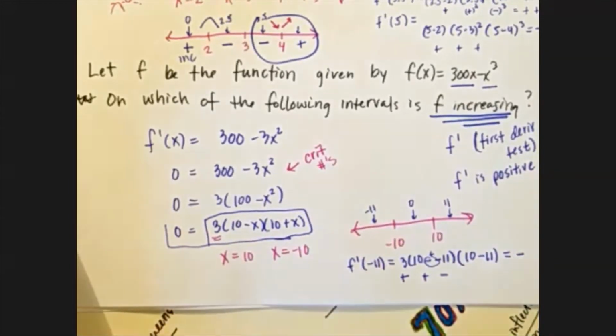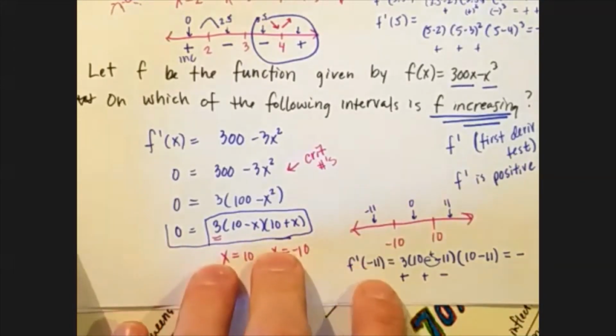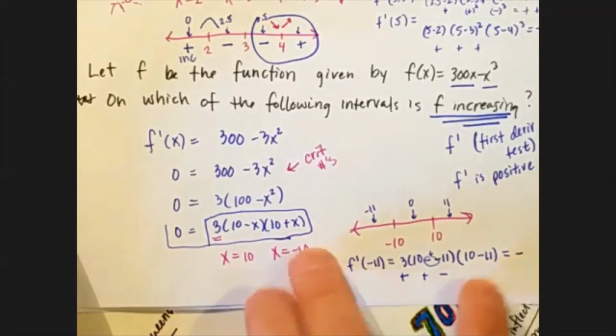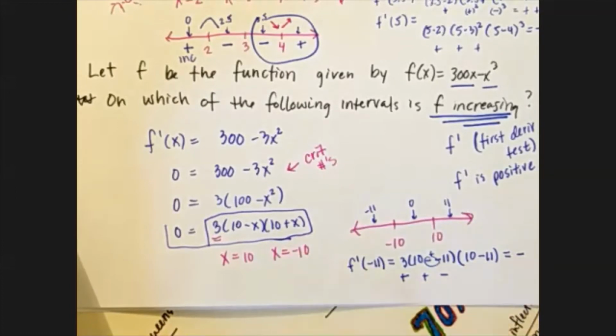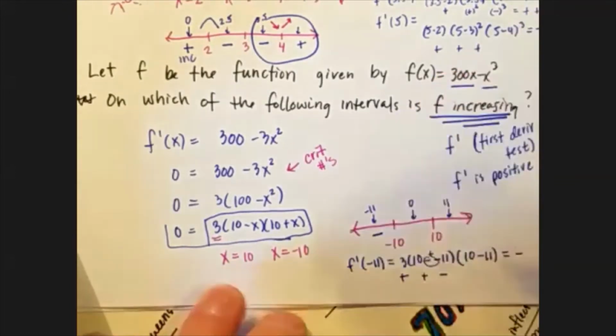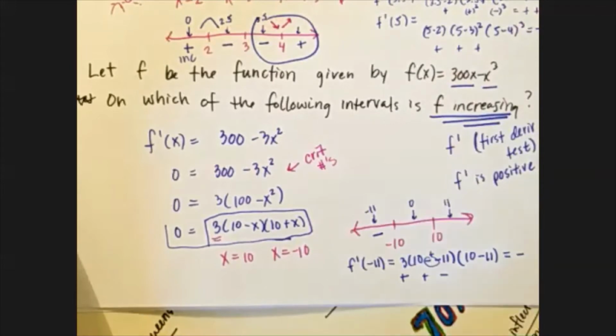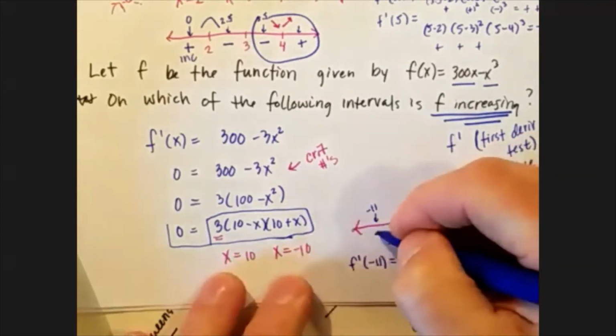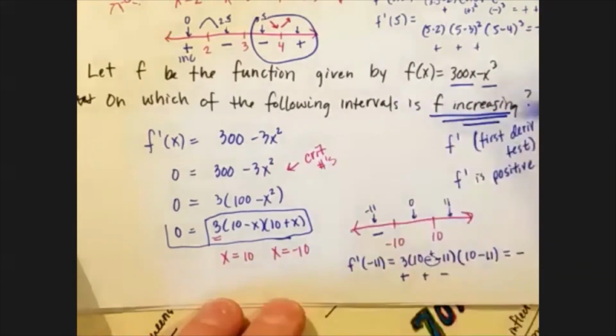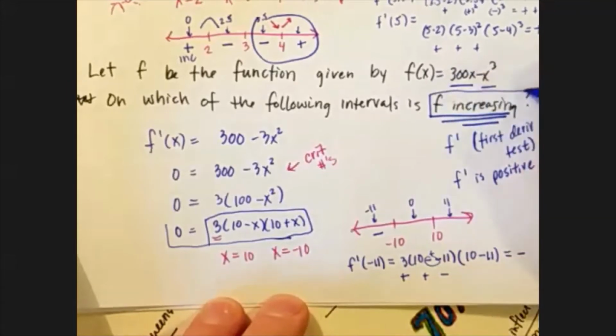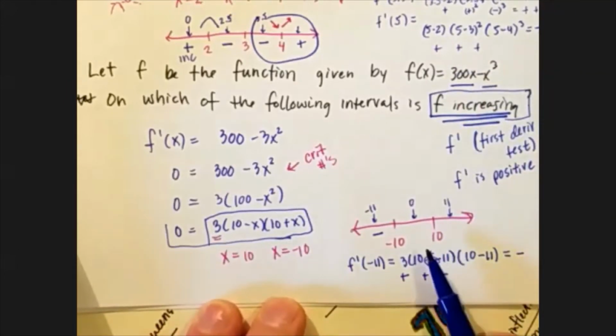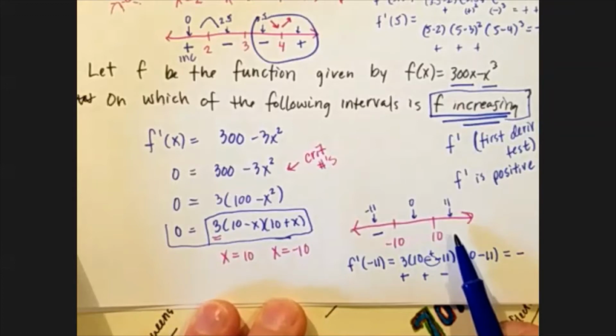So Davin, what does that tell me? If f prime of negative 11 is negative, what does that tell me? The graph is decreasing. From negative infinity to negative 10, the graph is decreasing. Really well said. It's decreasing from negative infinity to negative 10. All right. Now we're looking for things that are increasing. So you'd have to retry again and look for which intervals are going to be positive.